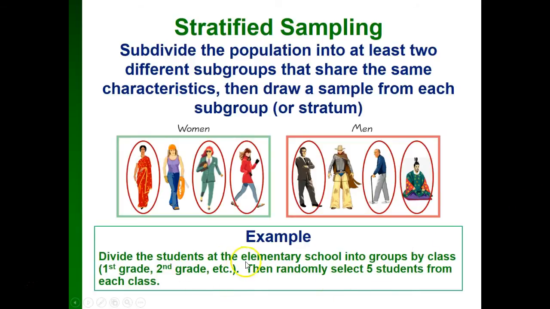Another example, if we went back to the elementary school example, to get a stratified sample, we could divide the students into groups by class. So first grade, second grade, etc. Then we could randomly select 5 students from each class.